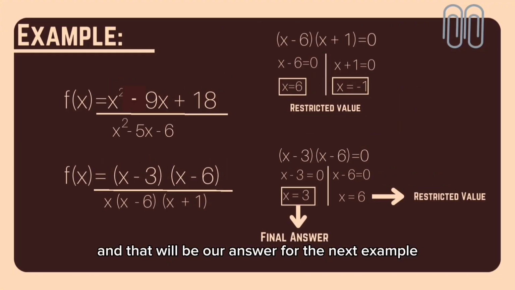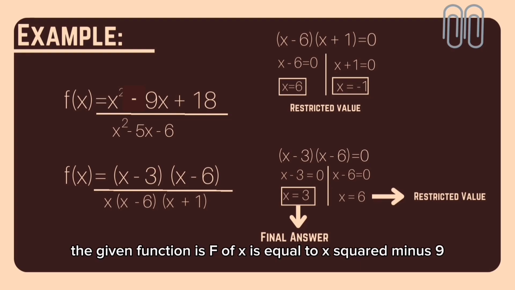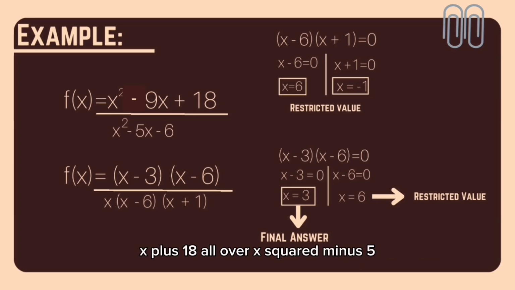For the next example, the given function is f of x equals x squared minus 9x plus 18 all over x squared minus 5x minus 6.